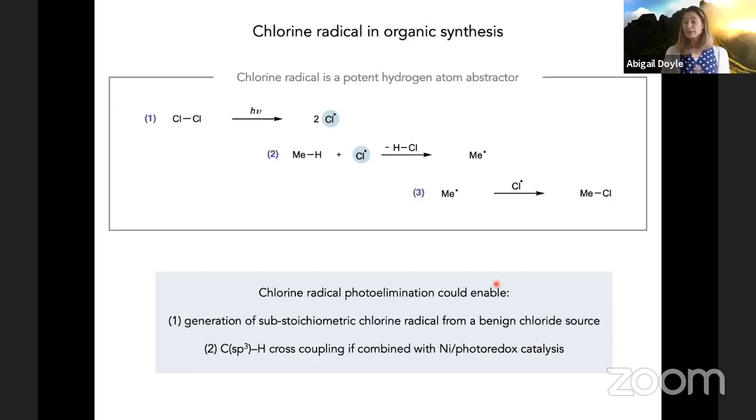However, chlorine radical is typically generated from highly oxidizing chlorine sources, like chlorine gas, usually in high concentrations and using UV light. And so we envisioned that this photoelimination approach could address each of these limitations, and in combination with nickel cross-coupling, enable sp3 CH cross-coupling of stable, abundant alkanes.